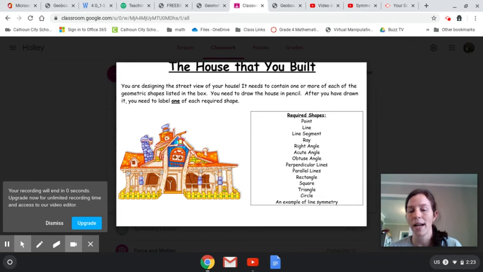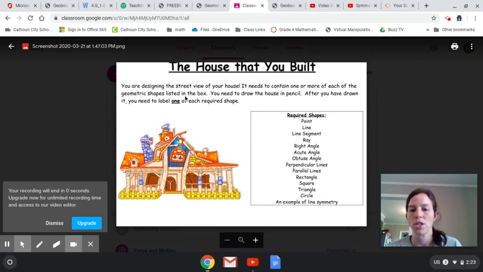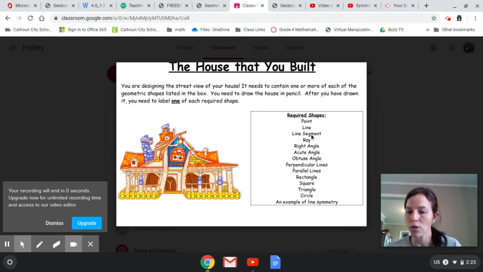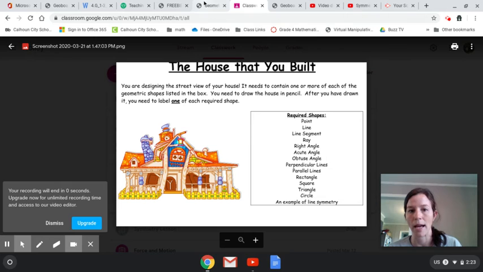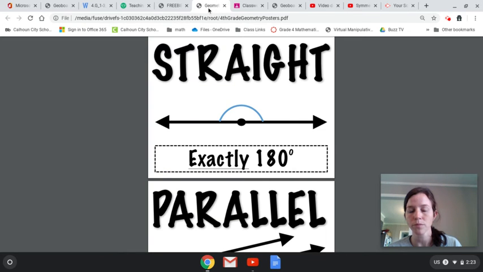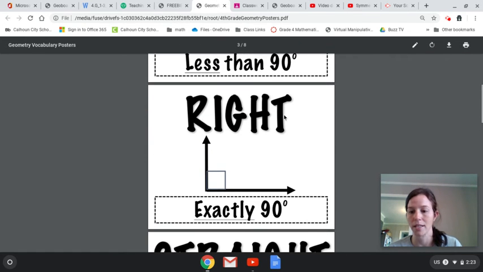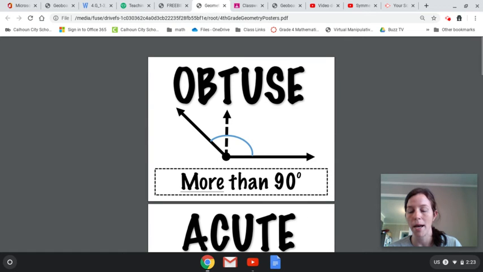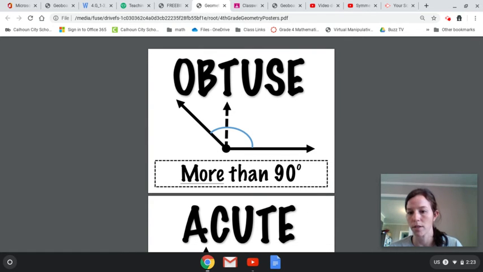You need to draw the house in pencil. If you do not have a pencil, draw it in whatever you have, okay? Pastels, anything. After you have drawn it, you need to label one of each of the required. Now, some of these are new to my students and some are not. But what I'm also going to add is some vocabulary review. So we definitely, in the last couple of weeks, have talked about all of these new vocabulary words.